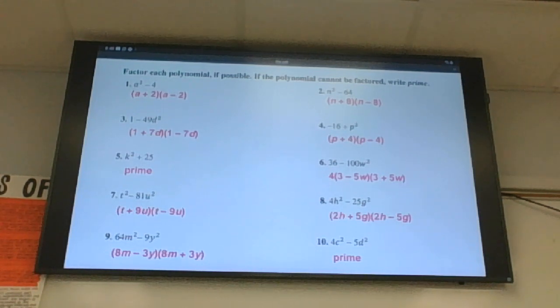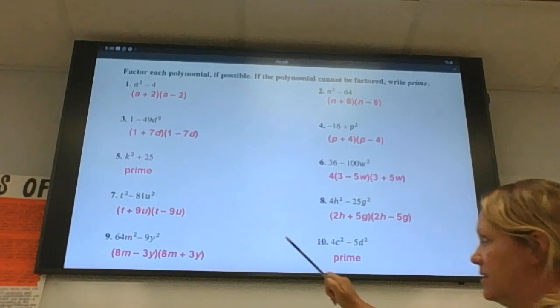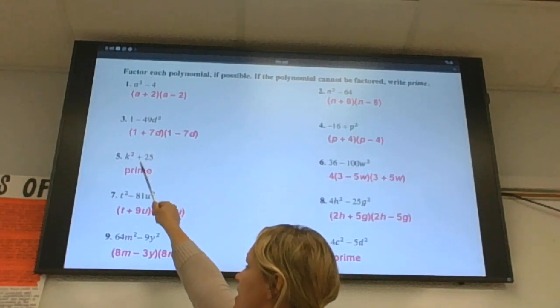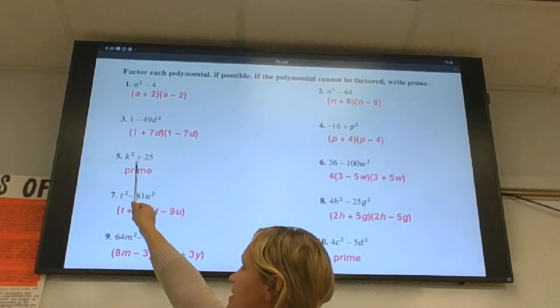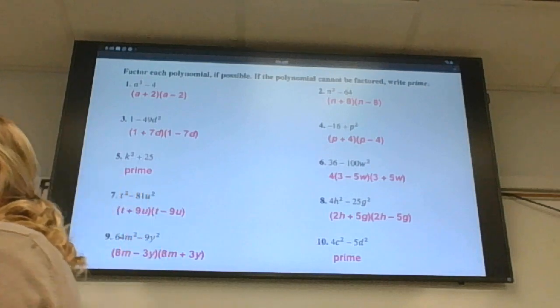Go ahead and fix number 5 if you went with it. It's okay if you went with it. No one ever told you not to. I'm just telling you for the first time right now. If it's not a minus sign, you can't do it, because 5 times negative 5 has to be a negative 25 every time.